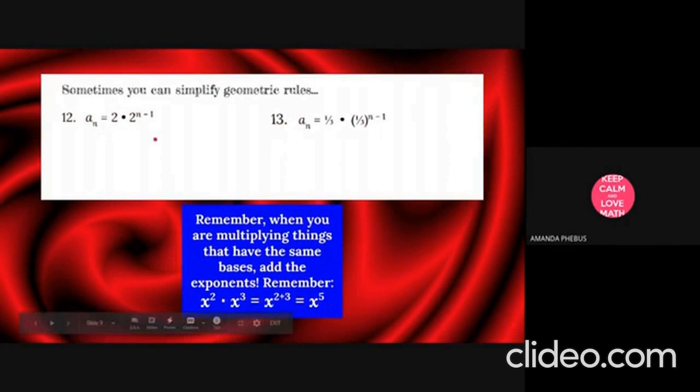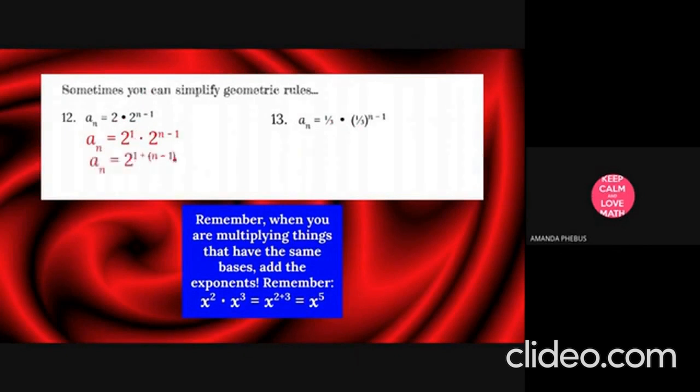So I've got 2 as a base, I've got 2 as a base, I'm going to be able to add their exponents. I've got 1/3 as a base, 1/3 as a base, I'm going to add their exponents. So remember that 2 is just 2 to the first, and this is 2 to the n minus 1, so I'm going to write 2 to the, and I'm going to add their exponents, 1 plus n minus 1.